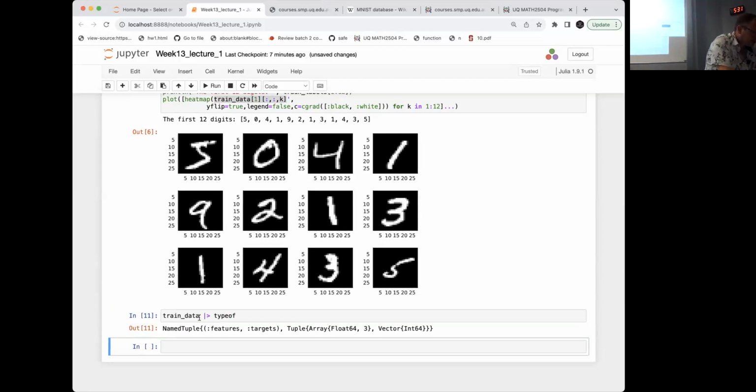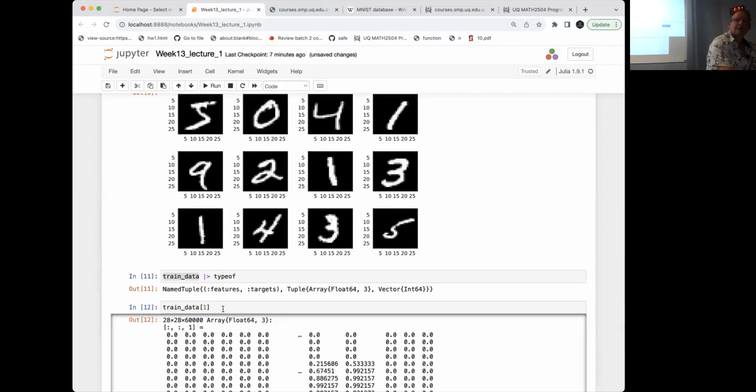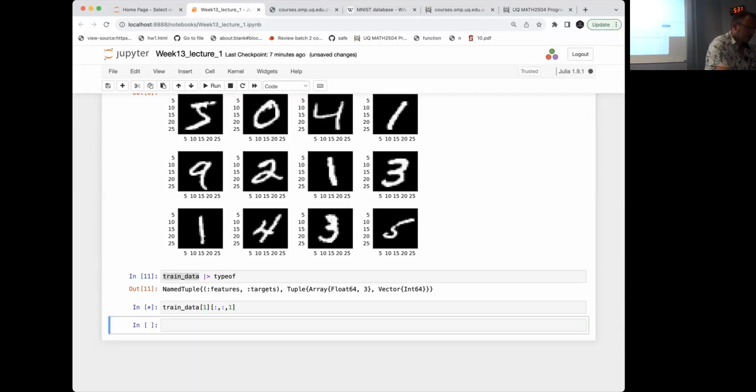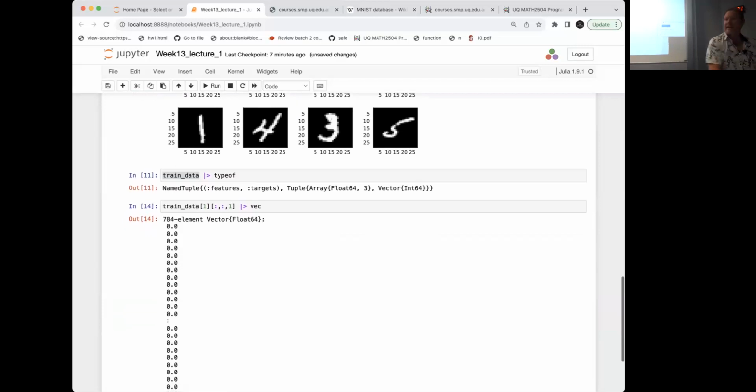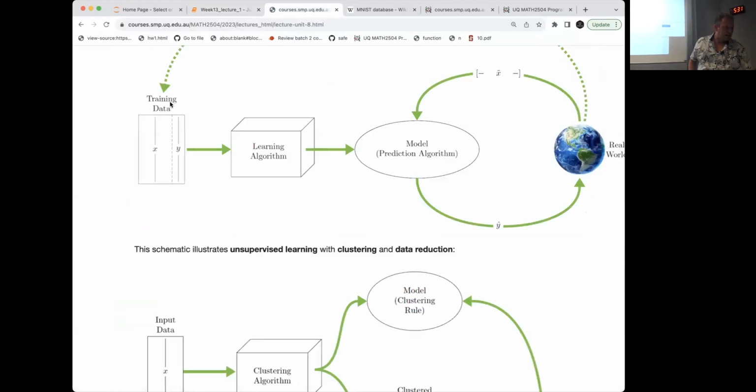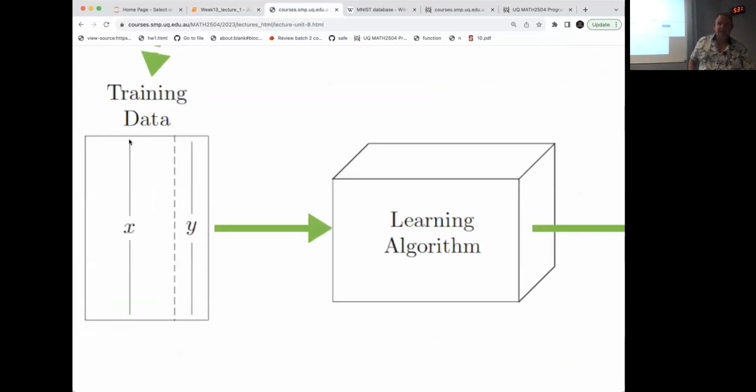So if we take train data one, that's this thing, that's a 60,000 tensor of images. And if we take the first one, the first image, it's this. And if we stick it in a vec function, so the vec function takes a matrix and vectorizes it. Don't ask me now if it's column-wise or row-wise, but it creates a vector from a matrix. Okay. And here you go. So that's your 784-dimensional vector. And this guy sits in the first slice here, the first row here.